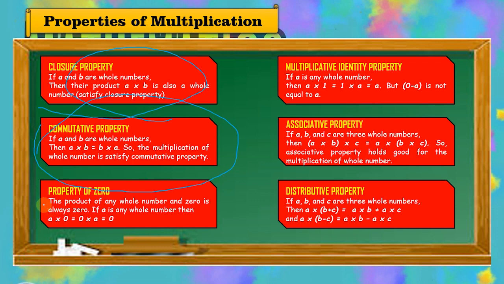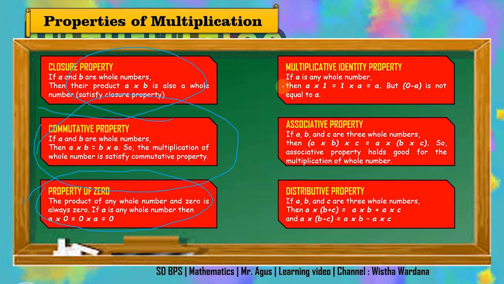And then the next one, property of zero. The product of any whole number and zero is always zero. If A is any whole number, then A times 0 equals 0 times A equals 0. So, multiplication of whole numbers satisfies the property of 0.